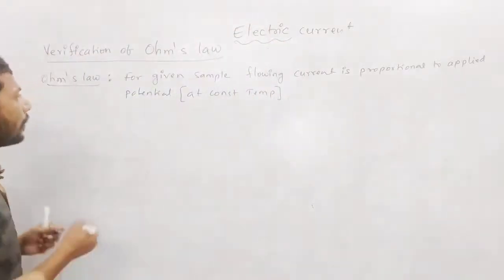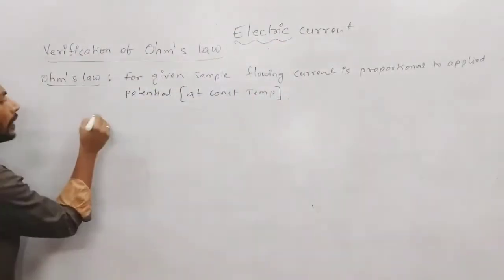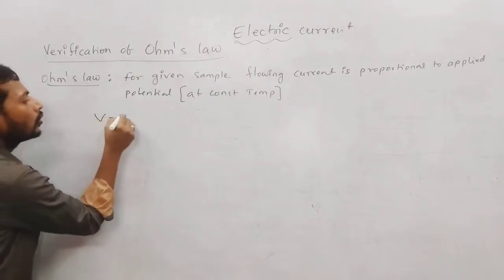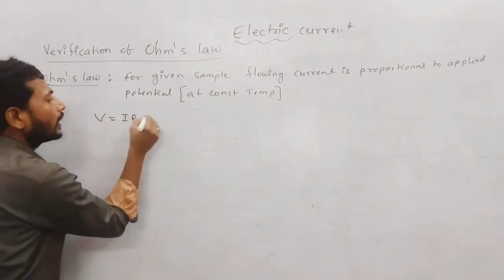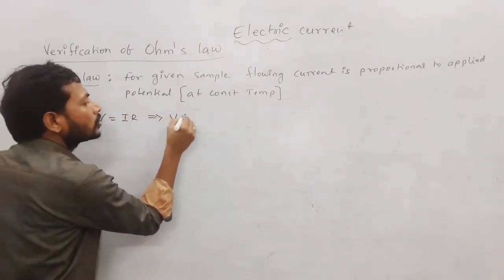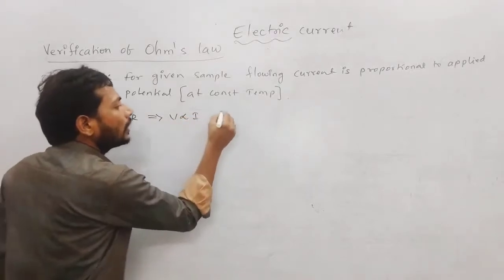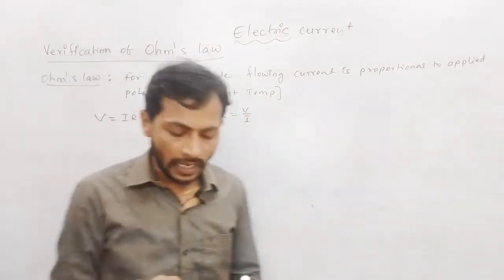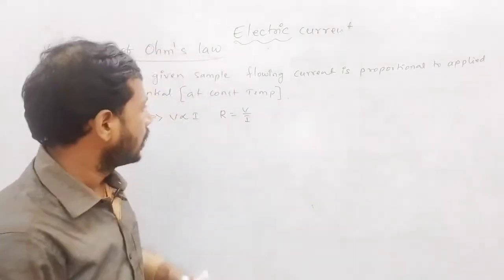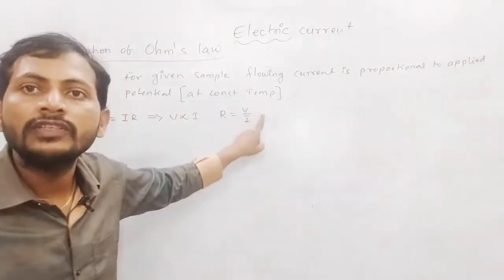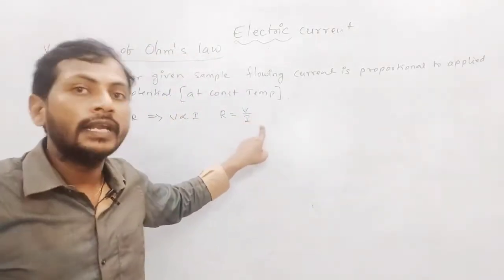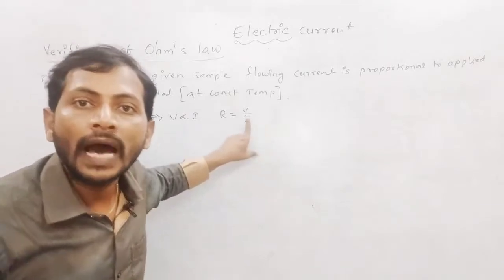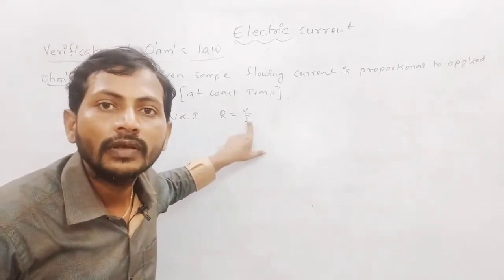Sir, I am writing the equation, V equal to IR. It implies that V is proportional to I, and R equals V by I. If you change the voltage, what changes? Current changes, but R does not change.